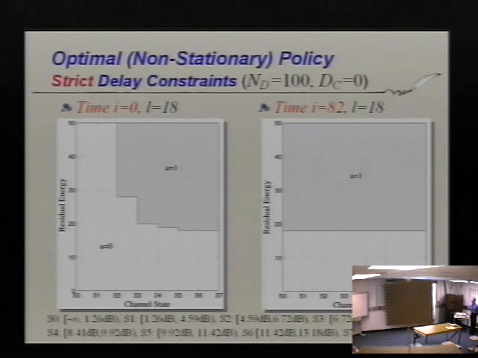Let's see, if the time equals 0, which means the transmission just begins, the transmitter still has 100 packet slots ahead.